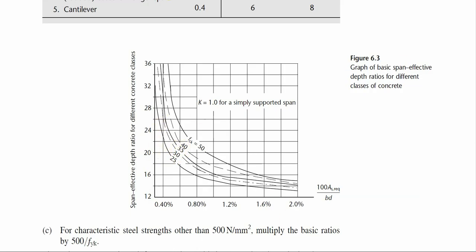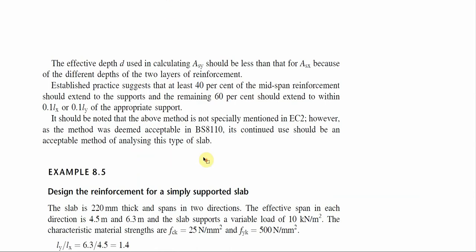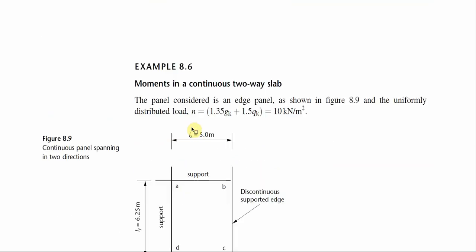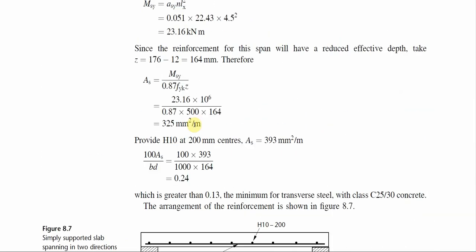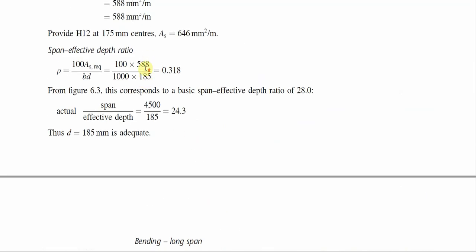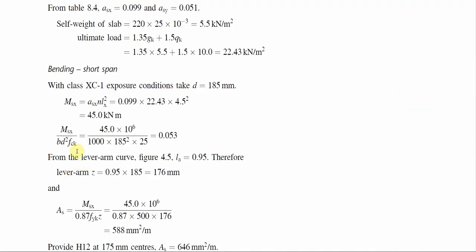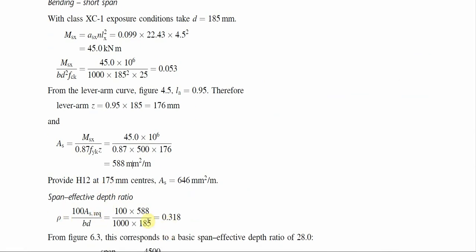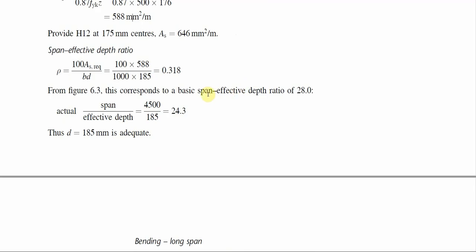So let me go back to that one. I think I was here. Yeah, from here now we calculate our rho is 0.318. Then from this particular one we look at it from that table. For that one we had 28, so we just use 28 to get, look at it, it's 24.3. Then that means our d equals 185 is adequate, since it's less than this particular value we have here.